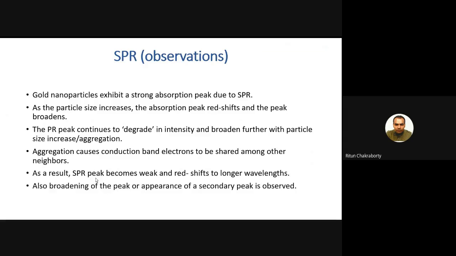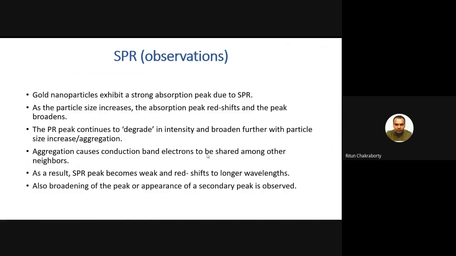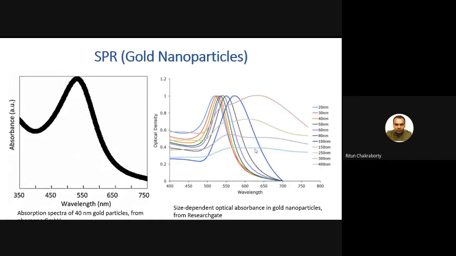As a result, the SPR peak, the surface plasmon resonance peak, becomes weak and redshifts to longer wavelength. As a result of destabilization, the surface plasmon resonance peak shifts to longer wavelength. This is what we have shown here already. Of course, these are not our results. These are taken from literature or websites which have been cited already, because we could not do the measurements anyway. So as a result, SPR becomes weak and redshifts. Redshift is already shown here.